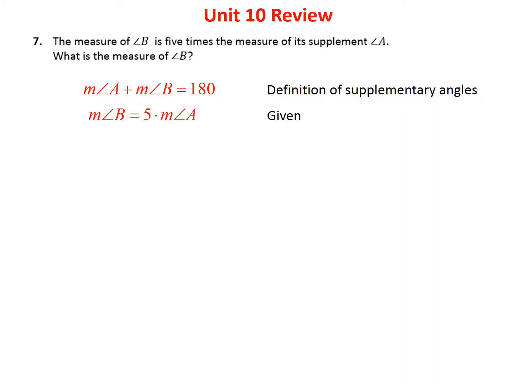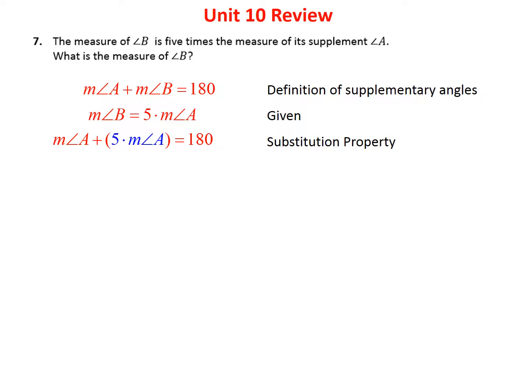The other thing we know is that measure B equals 5 times the measure of A. So what I want to do is use this information and substitute the value for B into the first equation. Notice the measure of A plus, instead of measure B, I put in 5 times the measure of angle A. That has 180.